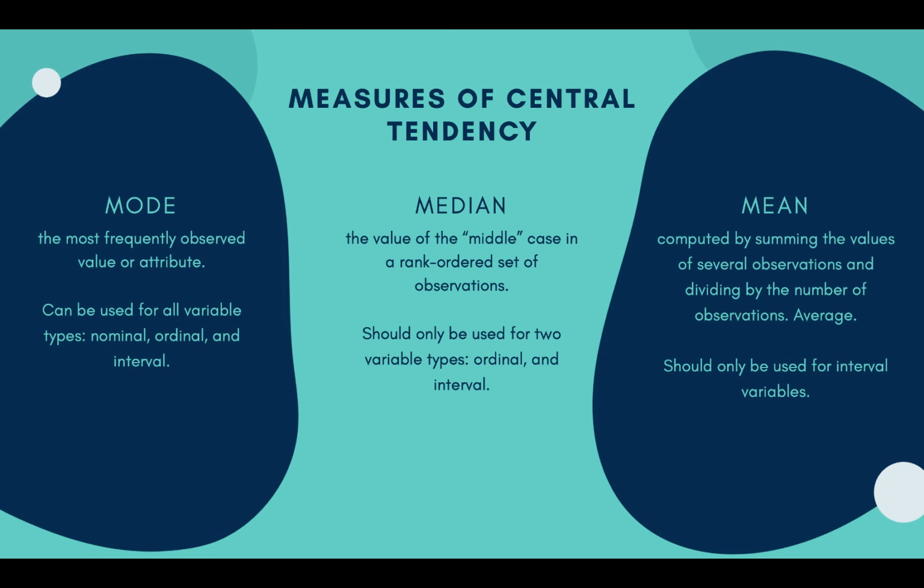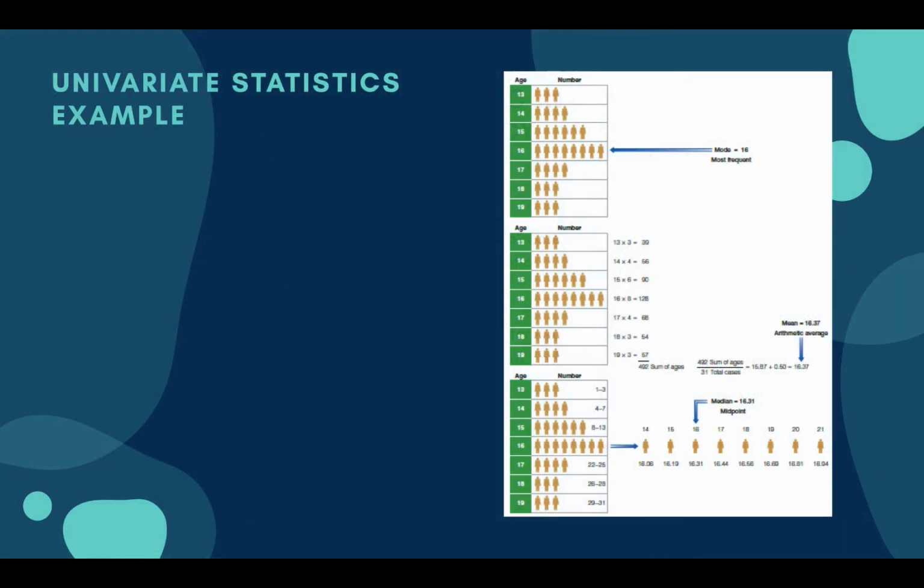Then finally, the mean. The mean is also known as the distribution's average. The mean is computed by summing up the values of several observations and then dividing that by the number of observations. Because it's the most sophisticated measure of central tendency, it requires that we use the most sophisticated level of measurement, which is interval ratio variables. We can only calculate the mean if we have variables that have numbers attached to them, numbers that mean something. Here's an example. We can calculate the mode for something like age. We can see which category has the most number of people. We can also calculate the median, the middlemost point. We can also calculate the mean.